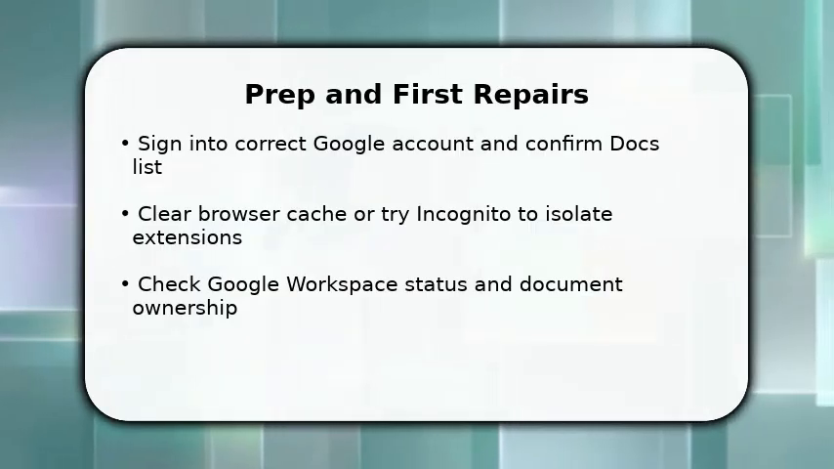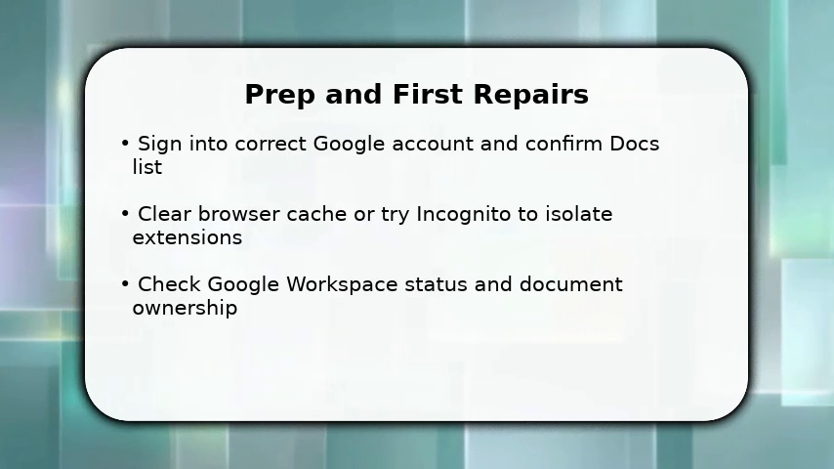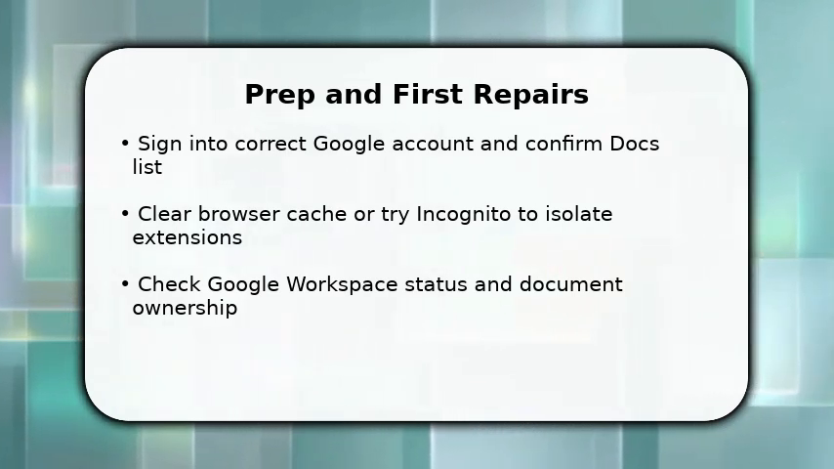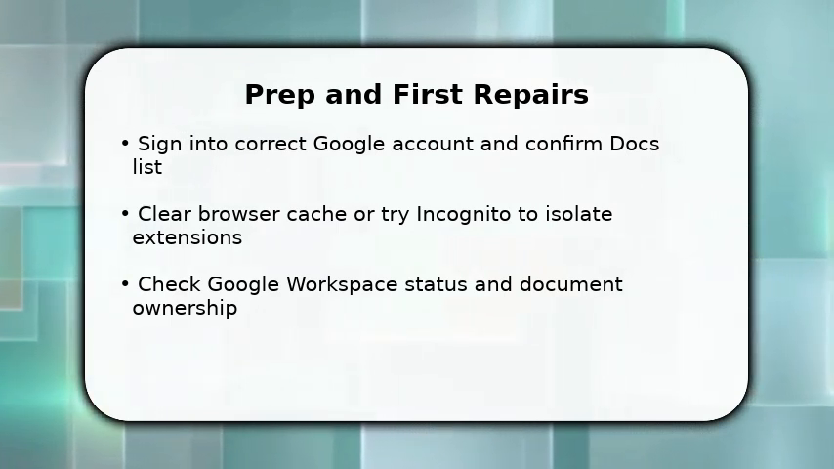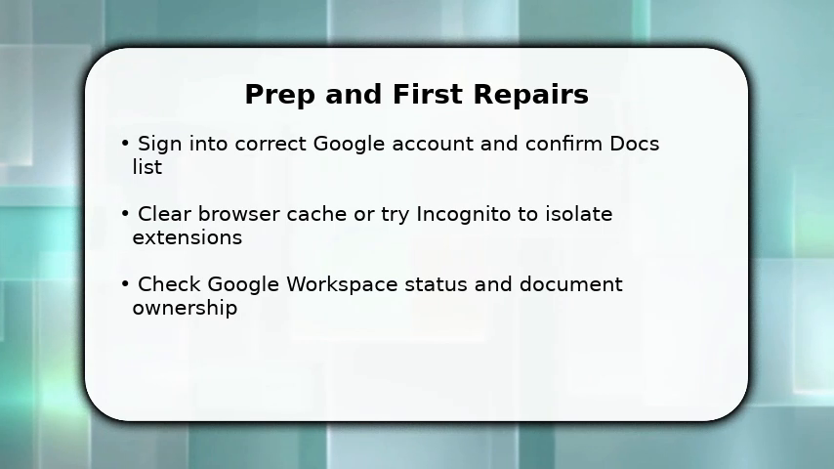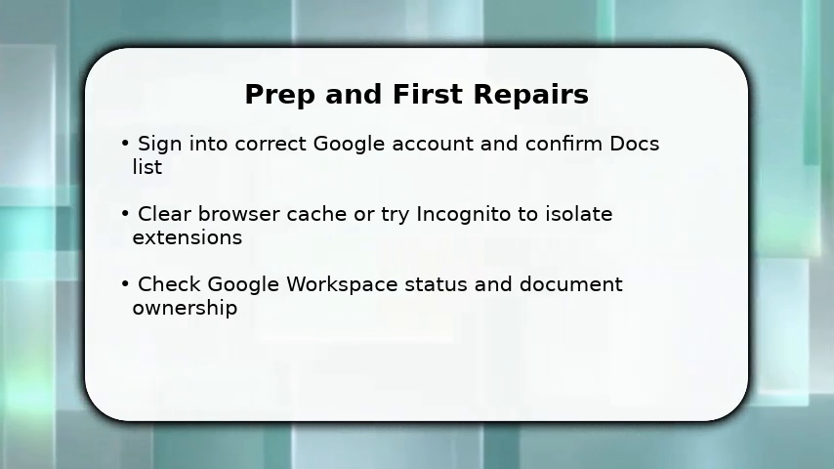You start by confirming essentials. Sign into the exact Google account that owns the document, then open the doc. Once done, clear your browser cache or launch an incognito window to rule out extensions. This quickly isolates local issues.